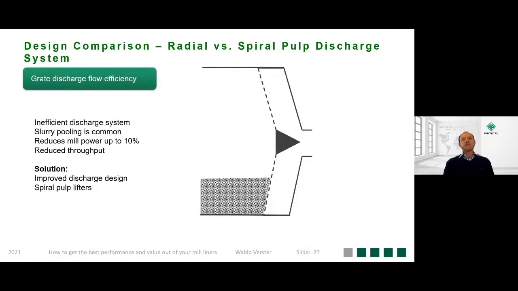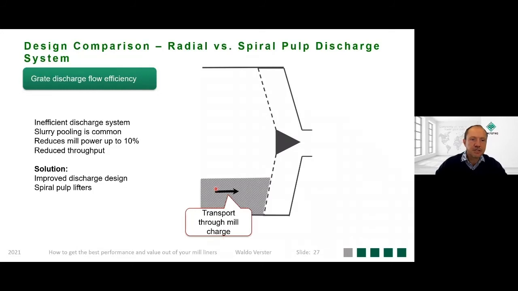And the question is, is this enough? The answer is no, it's not enough. We need to look at the flow inefficiencies inside the grate discharge system as well. Flow inefficiencies can cause slurry pooling in a big SAG mill, and slurry pooling can reduce your absorbed power and throughput by up to 10%. This is due to reduced throughput of your discharge system. The solution to this is to investigate better geometric layouts, as well as to look at spiral pulp lifters, which we will look at now.